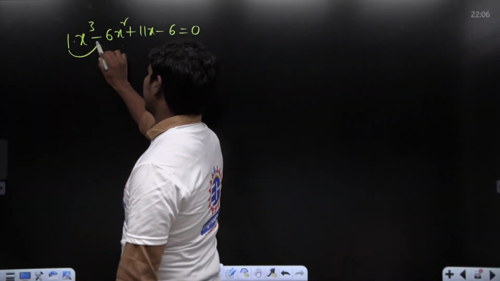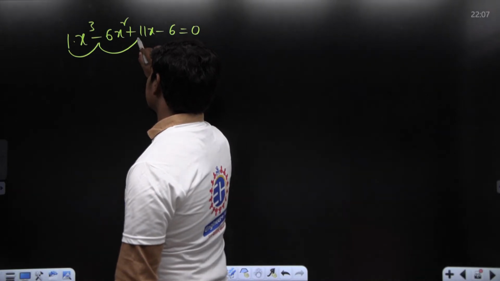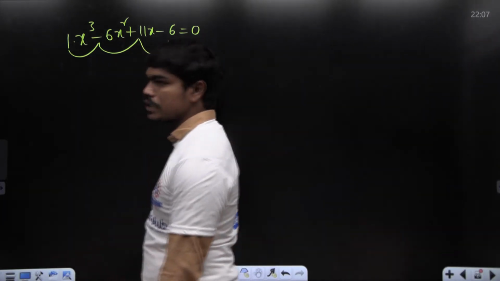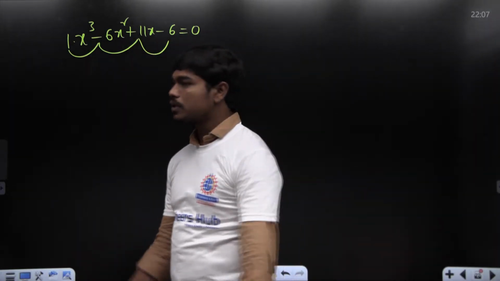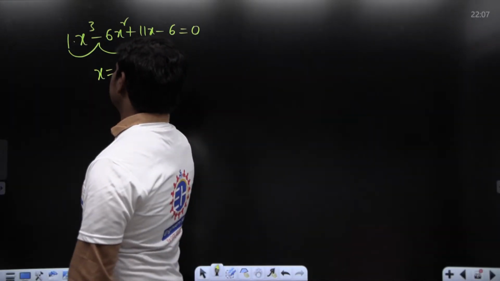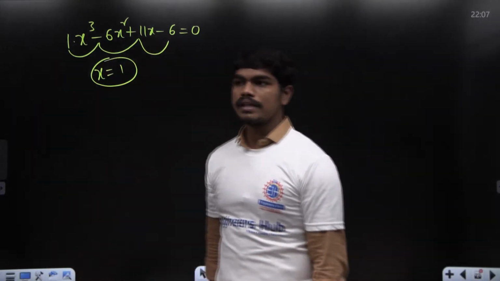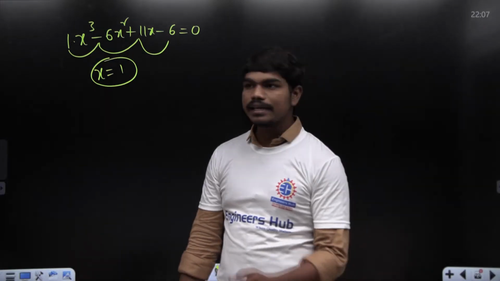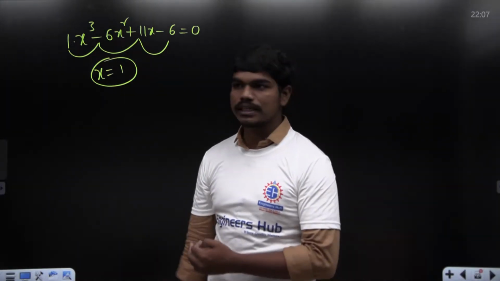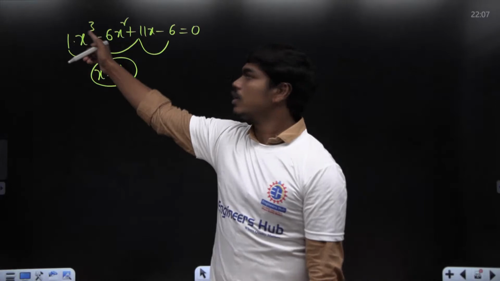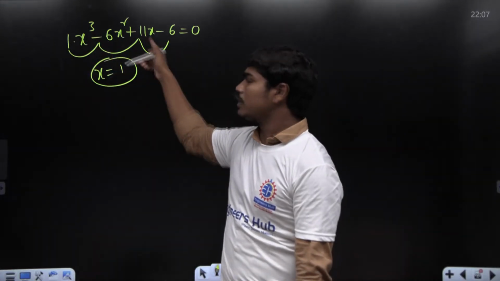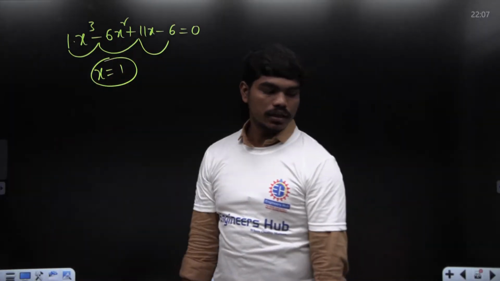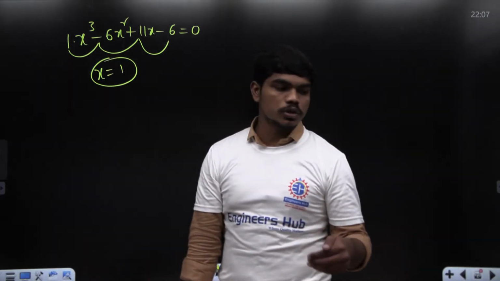So 1 minus 6 plus 11 minus 6. Minus 6 plus 6 is 0. Which means the sum of the coefficients is 0. So can I tell that x is equal to 1 is one root of this equation by this time? Yes or no? Please tell me. Can I tell that x is equal to 1 will be one root of this equation, since the sum of all these coefficients is 0? Yes. So let us check whether minus 1 is a root or not.